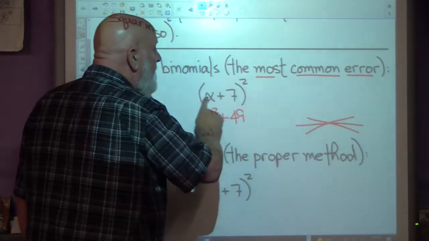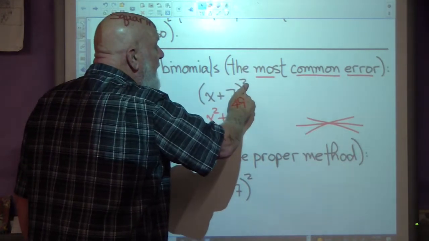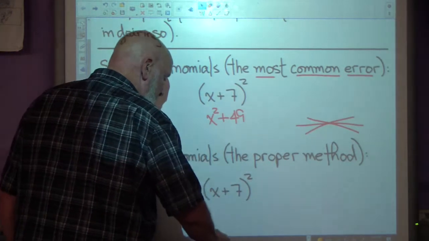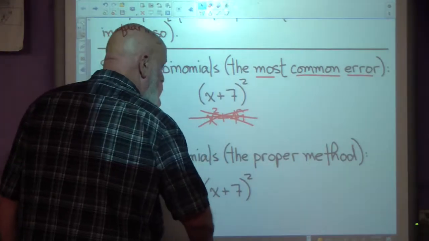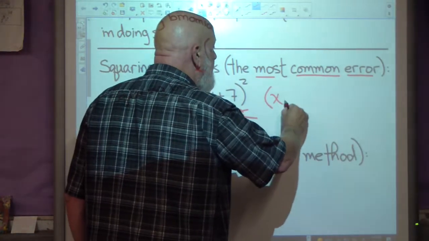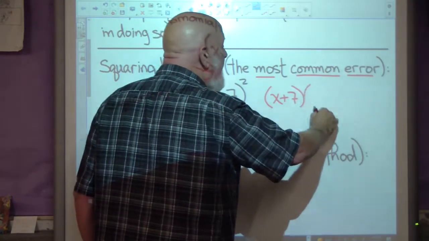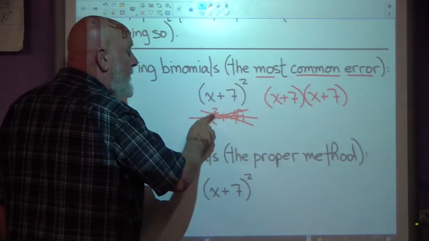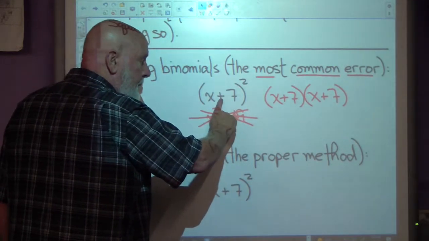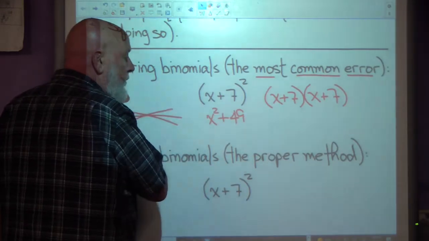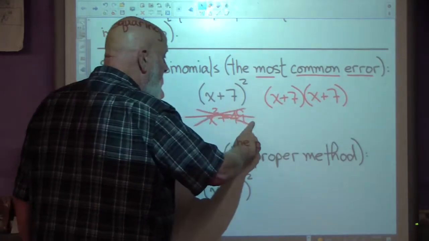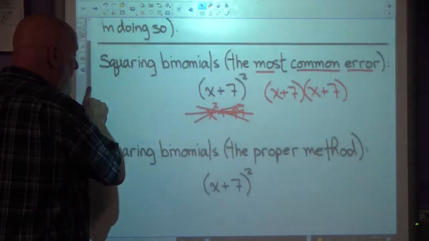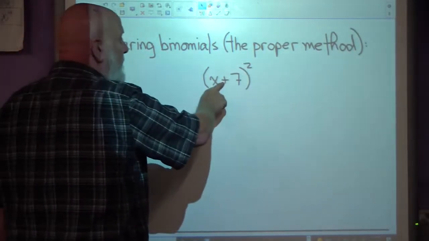Because this being squared means we're going to multiply this whole thing by itself. We're going to take this entire binomial and multiply it by itself. That's what we're supposed to do. Don't just square each one of those. As long as you have a plus sign or a minus sign between them, you cannot just square each one of these terms. You'll get it wrong, and that will be one of your choices on a multiple choice test. So let's see the proper method for squaring a binomial.